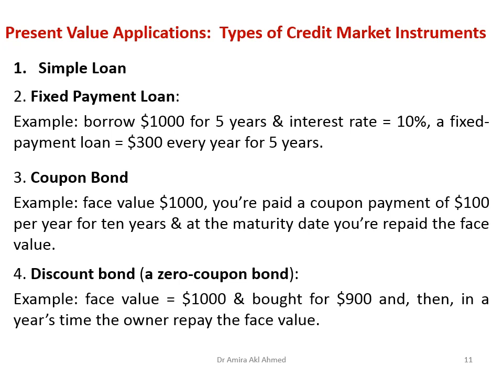A fixed payment loan is a loan for which the loan principal and interest are repaid in several payments, often monthly, in equal dollar amounts over the loan term. For instance, if you borrow $1,000 for 5 years at an interest rate of, say, 10%, a fixed payment loan might require you to pay $300 every year for 5 years. Installment loans such as auto loans and home mortgages are examples of the fixed payment type.